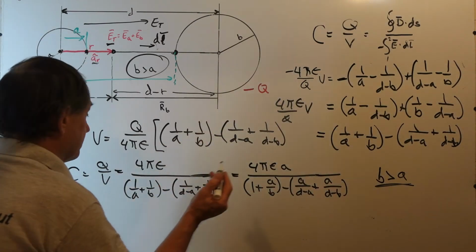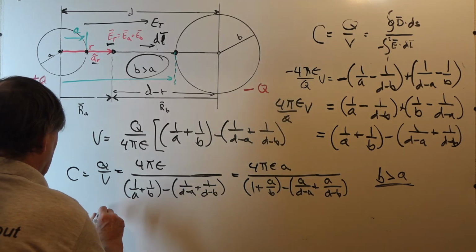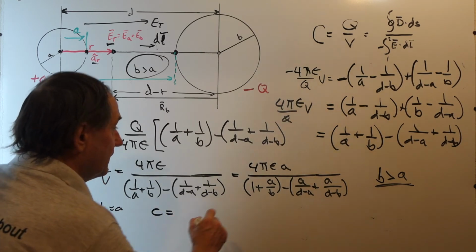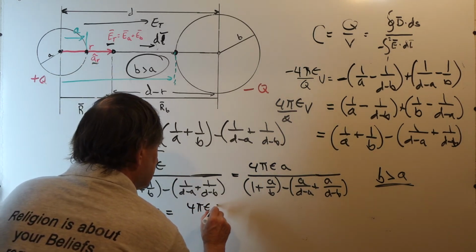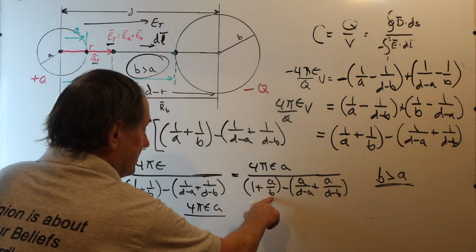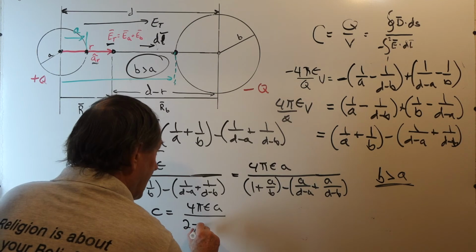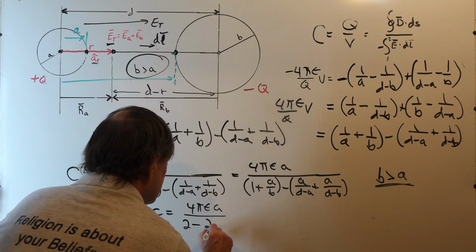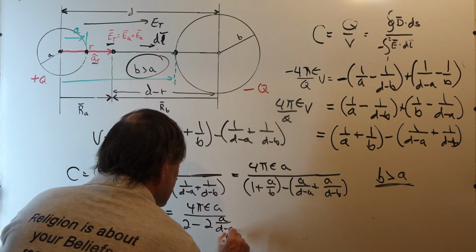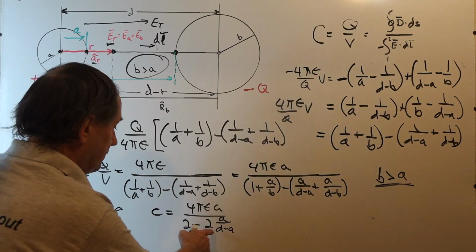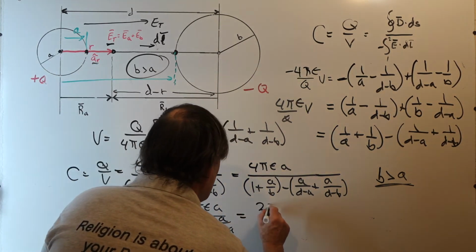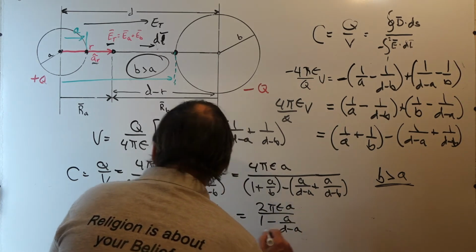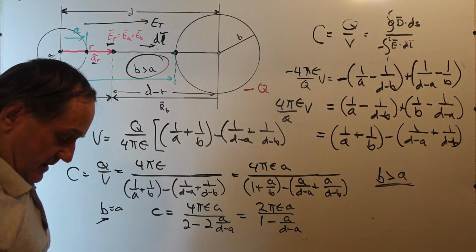Now let's note, if the spheres are of the same size, if B is equal to A, let's say, then our capacitance we can write as 4 pi epsilon A over 2 minus, if B is equal to A, then these are the same, so this becomes 2A over D minus A. And we can factor out a 2, so this becomes 2 pi epsilon A over 1 minus A over D minus A. A simplified expression.